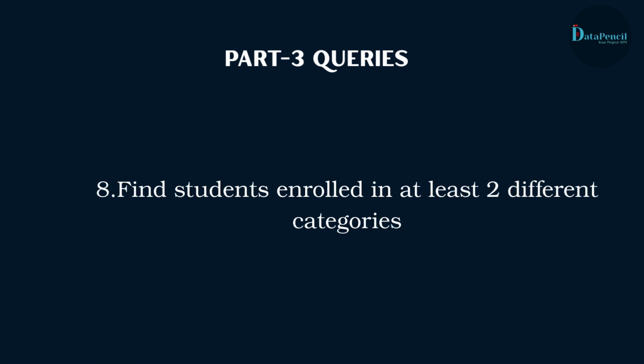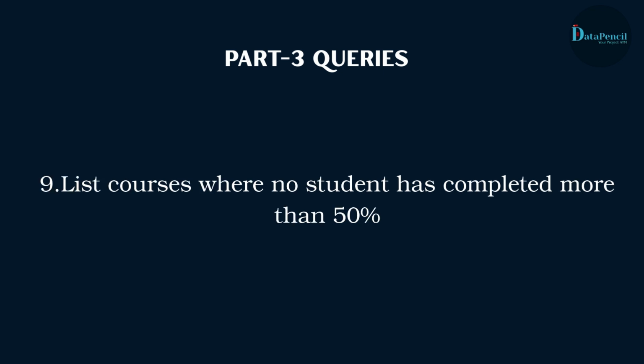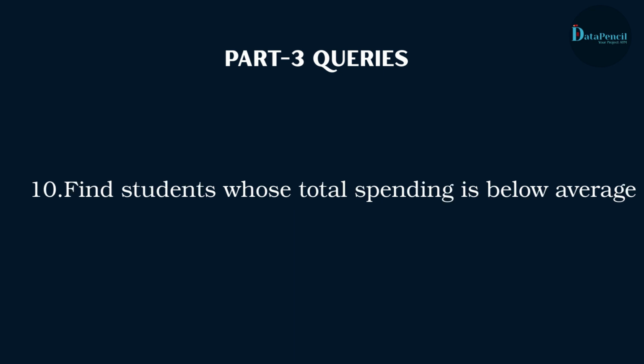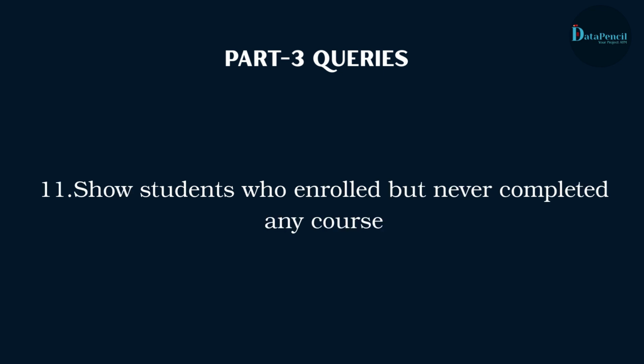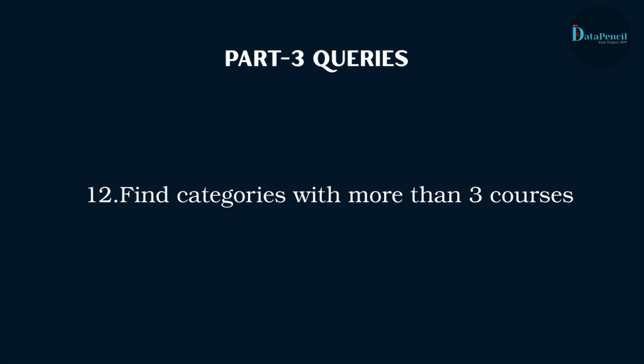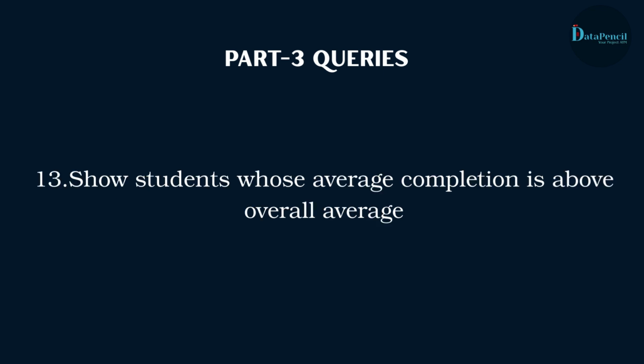Query 8. Find students enrolled in at least two different categories. Query 9. List courses where no student has completed more than 50%. Query 10. Find students whose total spending is below average. Query 11. Show students who enrolled but never completed any course. Query 12. Find categories with more than 3 courses. Query 13. Show students whose average completion is overall average.